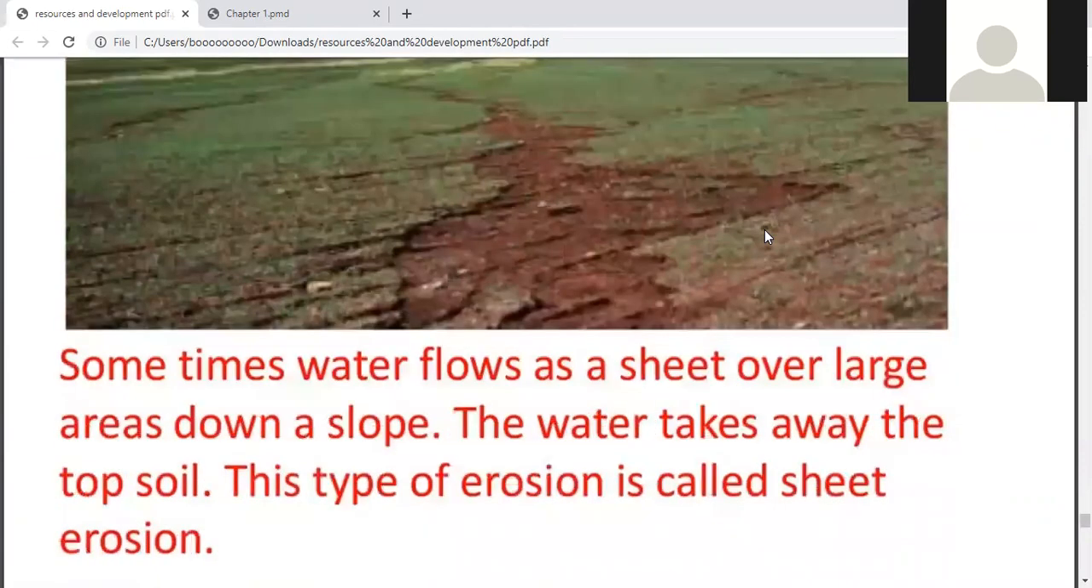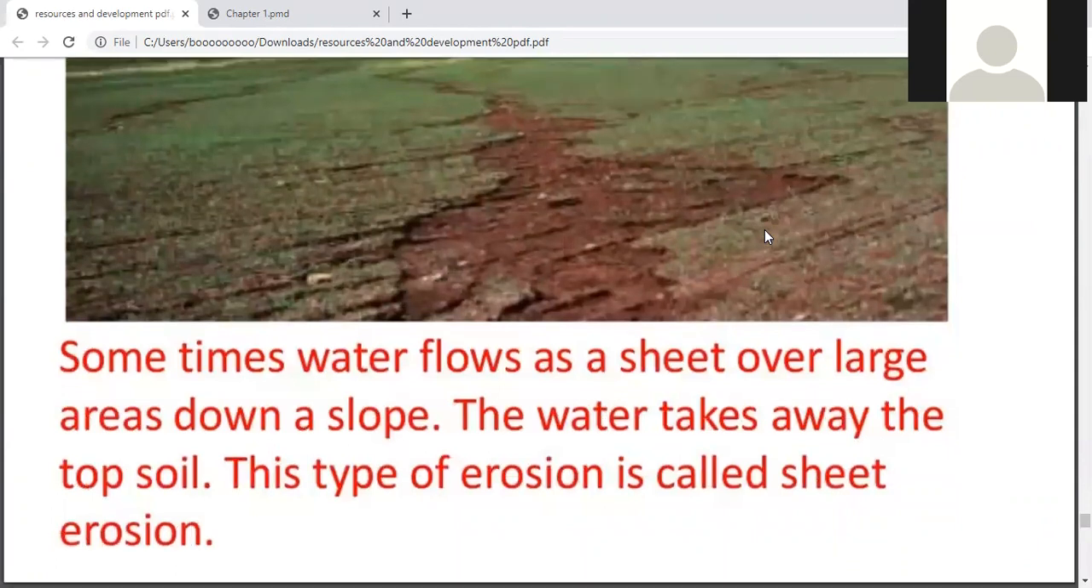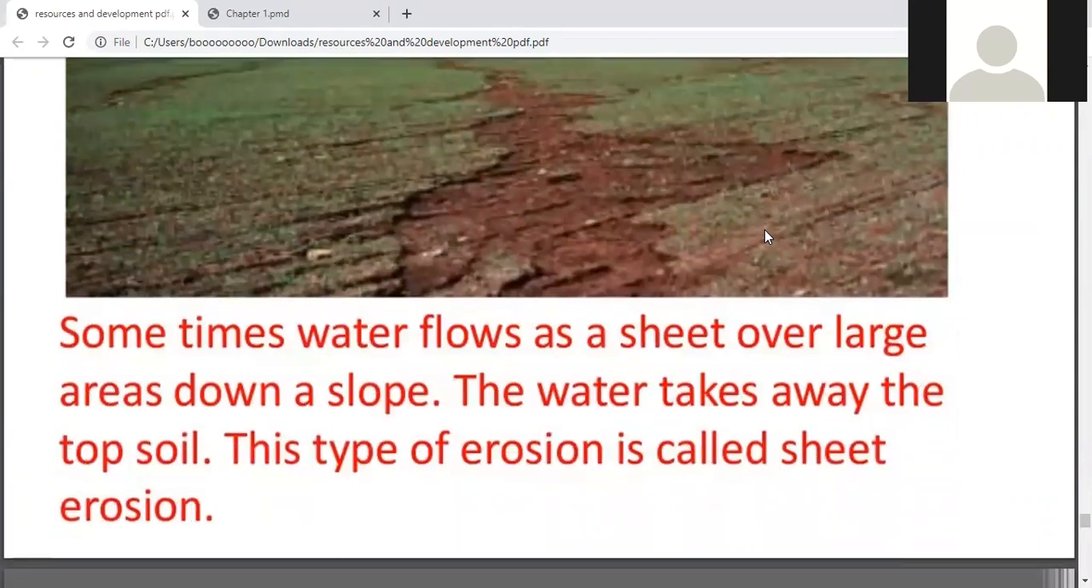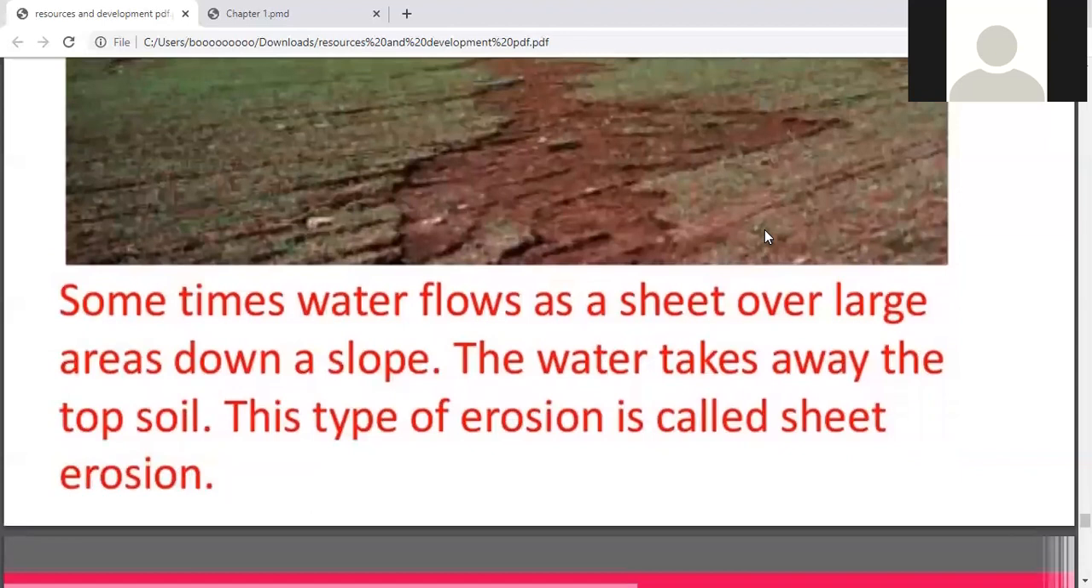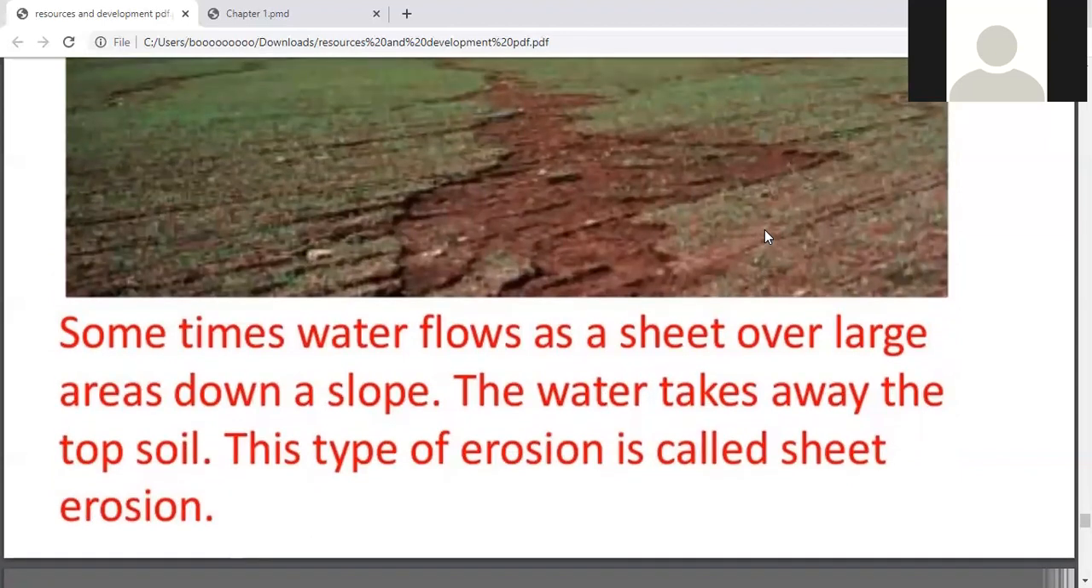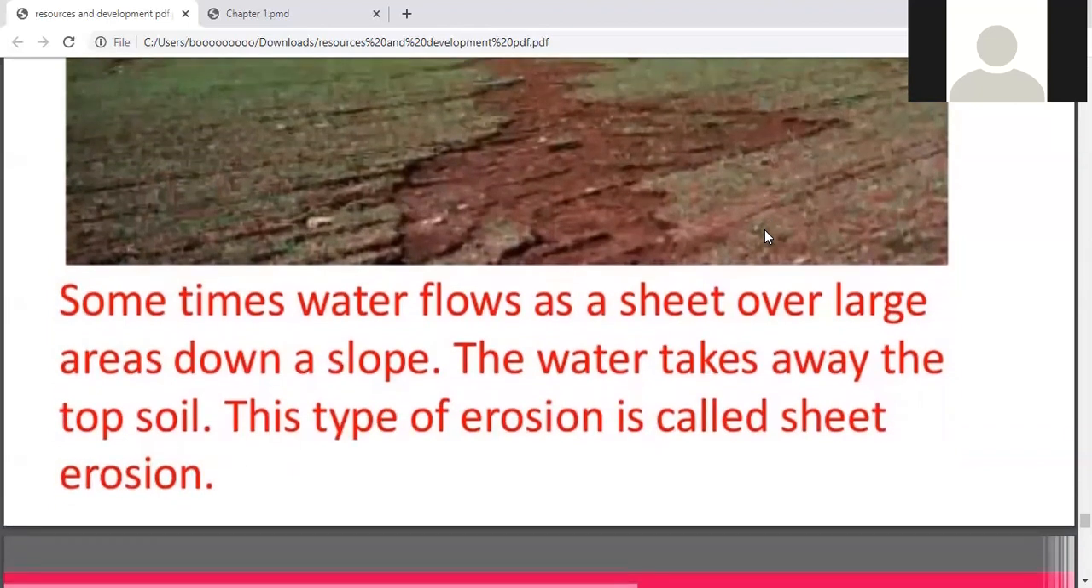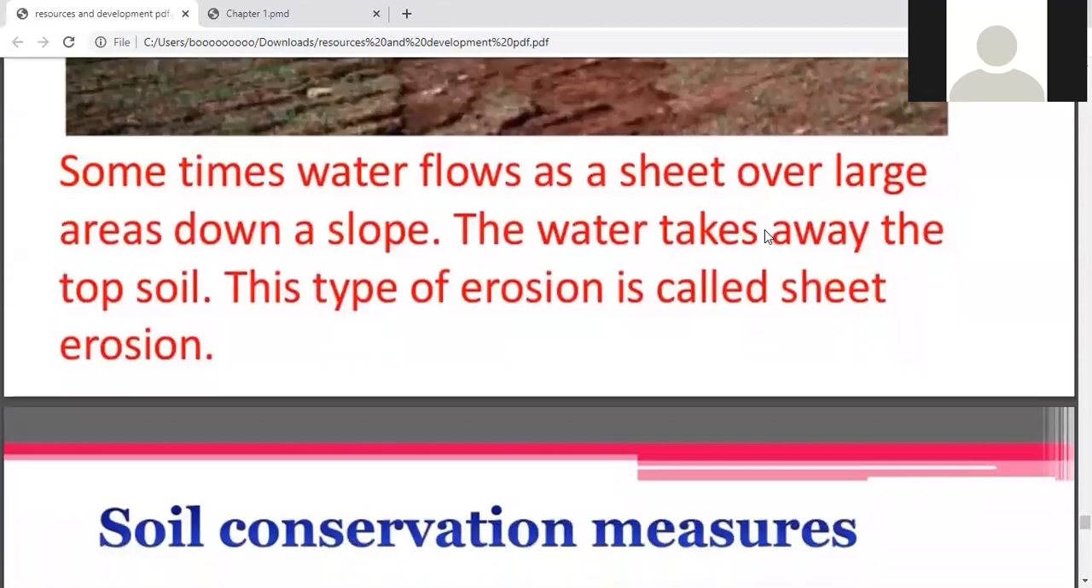Then the water takes away the topsoil. When water begins to go down, topsoil also flows with the water. This type of erosion is called sheet erosion. Sheet erosion takes place when water flows straight over a large area and then starts to move down, and topsoil is also eroded due to this type of erosion. This is called sheet erosion.